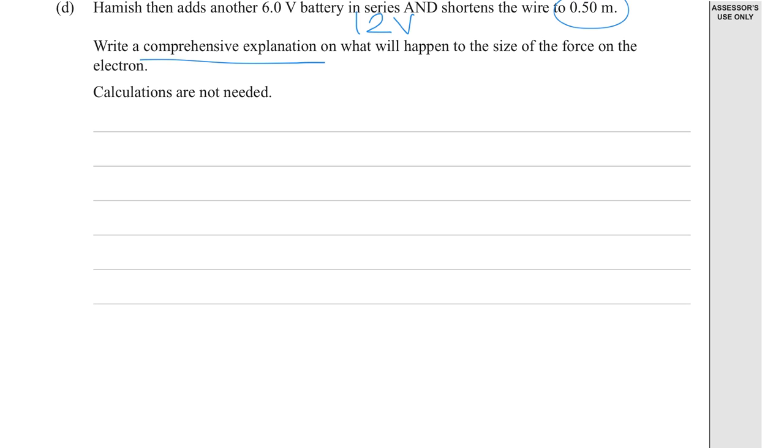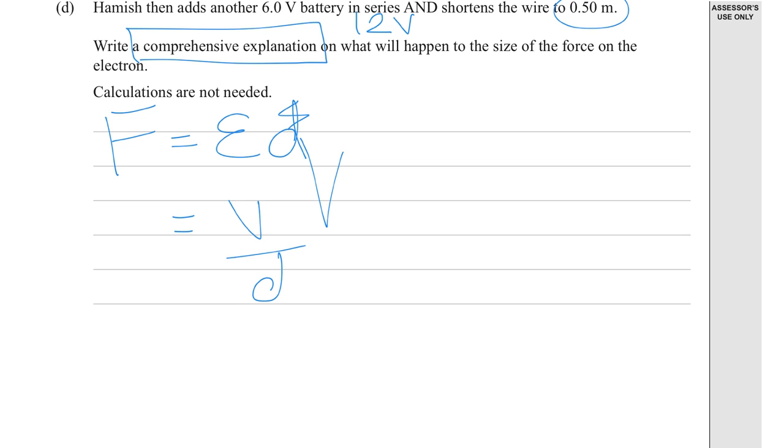Write a comprehensive explanation on what will happen to the size of the force on the electron. Calculations are not needed, but it's a good idea to throw in an equation and have a look at there. So the force is the electric field strength times the charge, EQ. So the electric field strength is the voltage over the distance times the charge. So the charge doesn't change. It's still an electron, single electron, so the charge does not change. The voltage is going to double to 2V. So we have at least force going to twice the force.